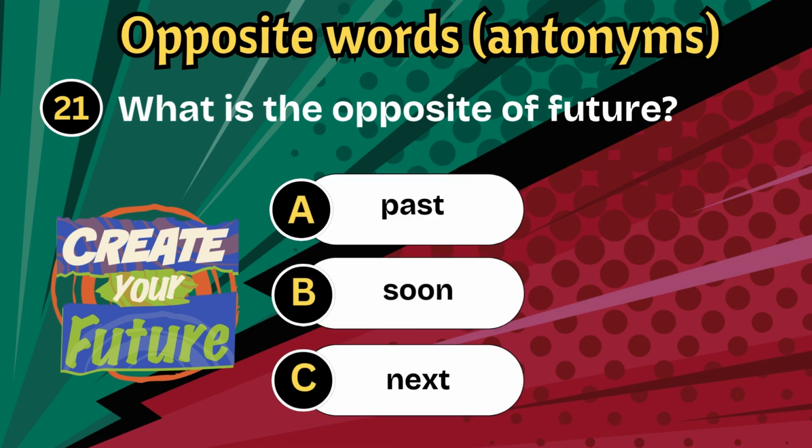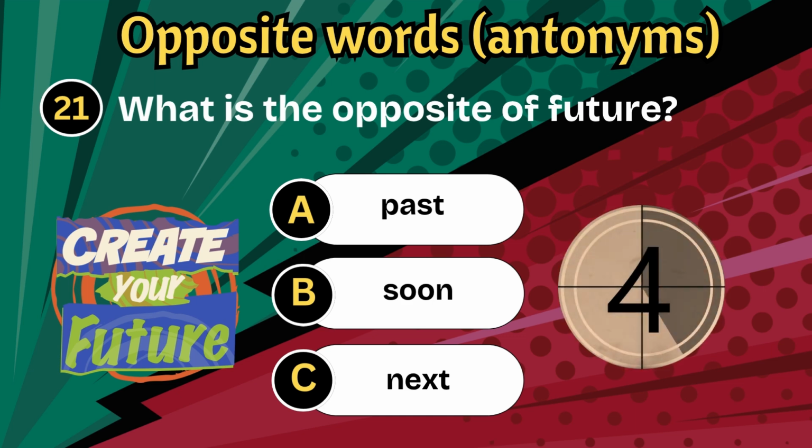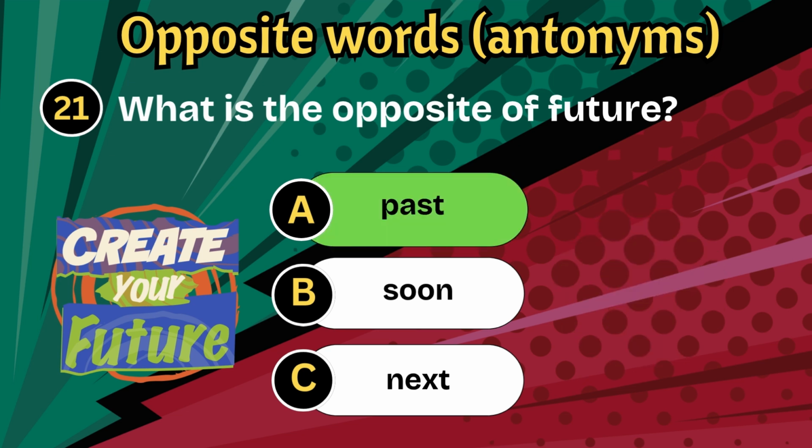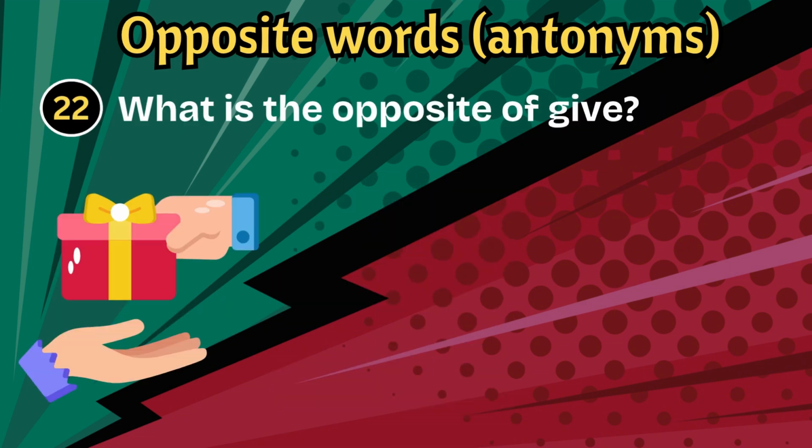Take a guess. The correct answer is past. Future means time that will come later, but past means time that already happened. What is the opposite of give?